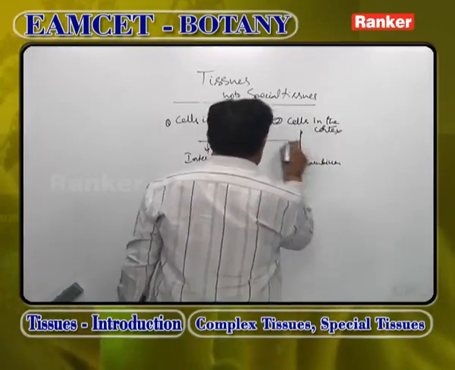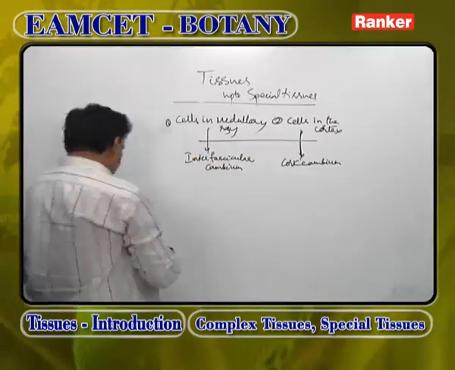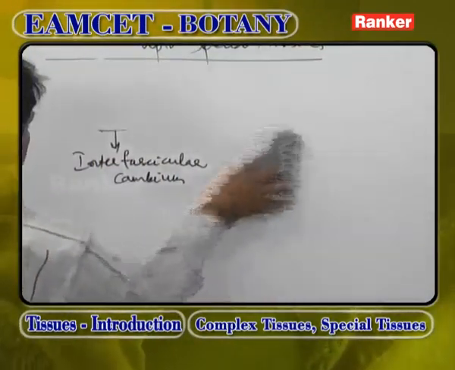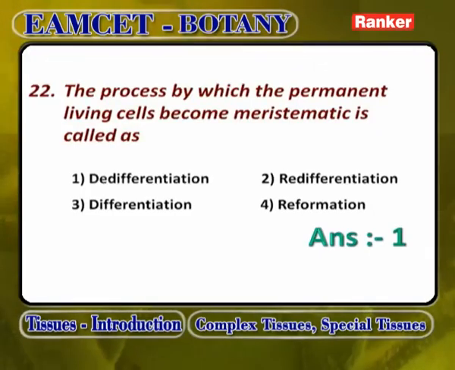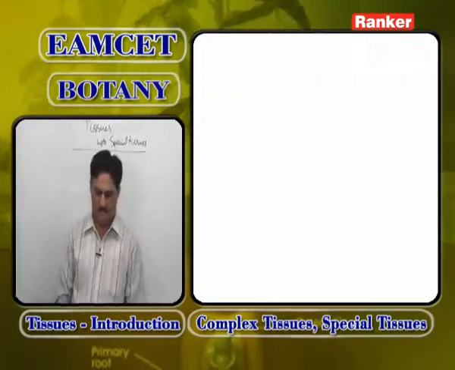So any permanent tissue which becomes dividing and redividing and converts into secondary meristem, that conversion of living tissue into actively dividing meristematic tissue is called dedifferentiation. So the answer is 1.